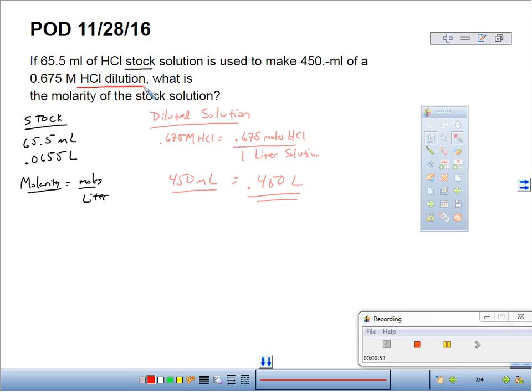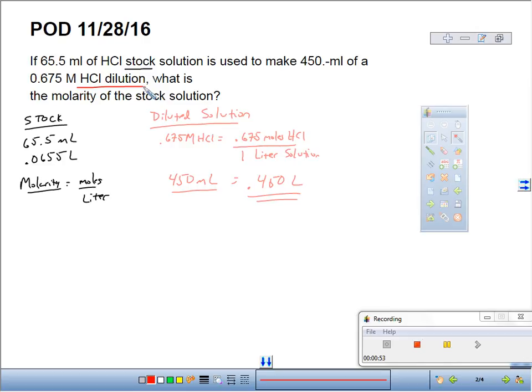Okay, and it's important to think in your mind on a large scale what's occurring. We're taking, in some way, shape, or form, one solution that's more concentrated, which again is our stock, and we're pouring a portion of that into a second container, adding water and making that less concentrated. The symbols and the numbers must correspond to that.